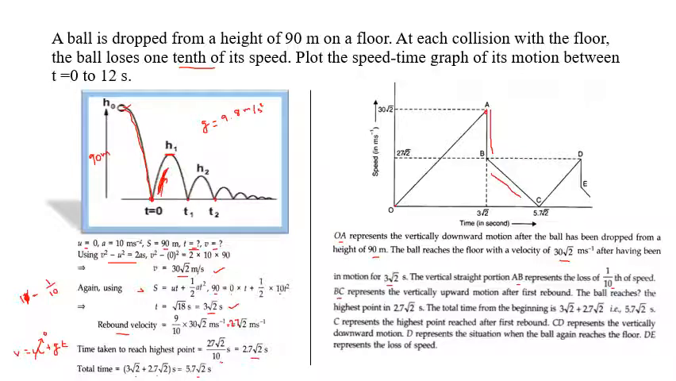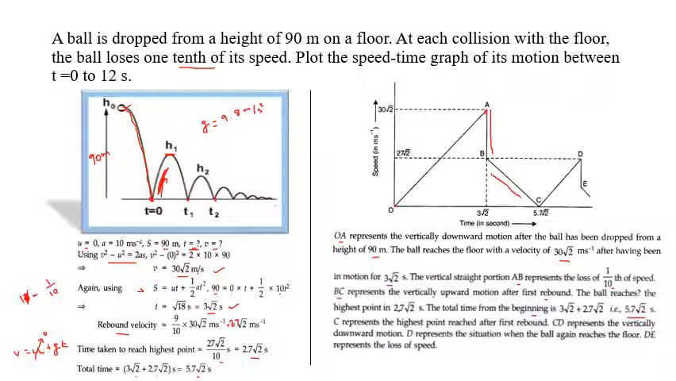Okay, so this portion: vertically upward motion after first rebound. The ball reaches the highest point at 2.7√2. Right, so this is not 27, it is 2.7√2 seconds. See, we are talking about the time period. So what is the total time from the beginning? 3√2 plus 2.7√2 is 5.7√2 seconds. So this is the total time from the beginning.